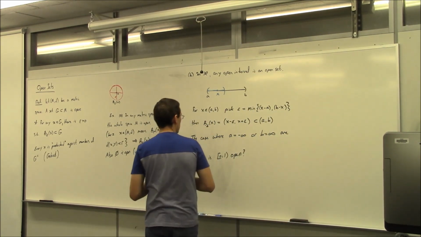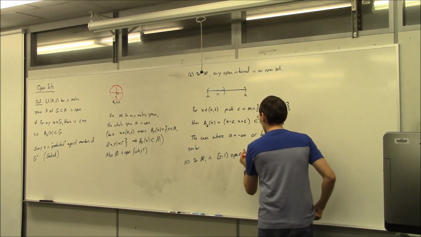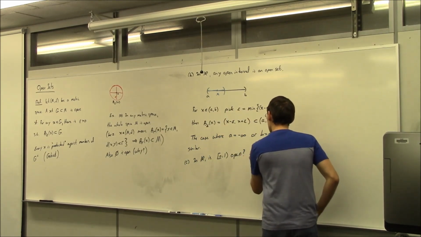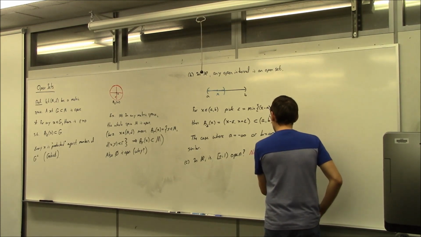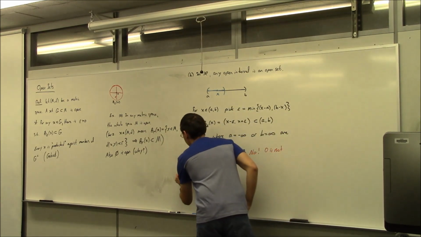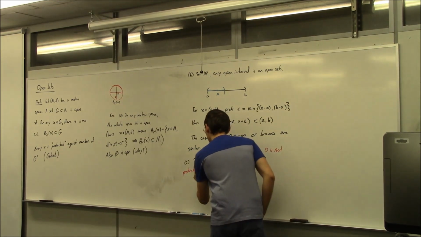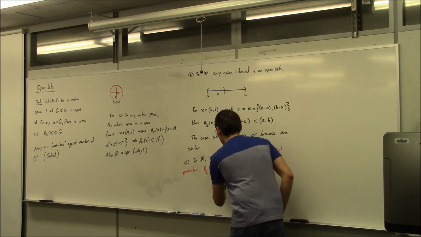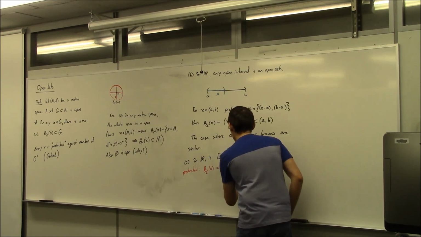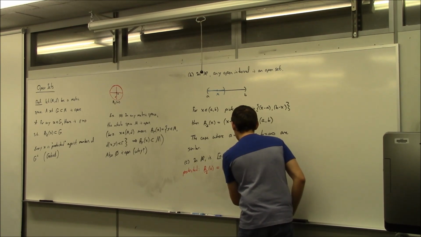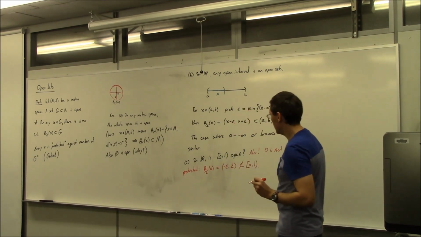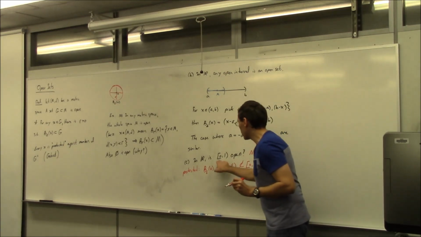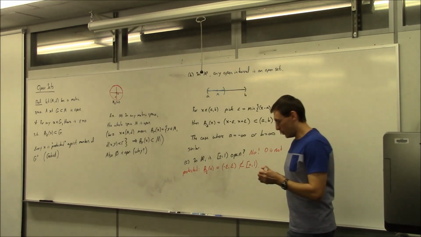0 is not. The answer is no. 0 is not protected. And by that I mean that if I take any ball of radius epsilon centered at 0, that will contain minus epsilon to epsilon. It's never inside of the interval [0, 1]. So no matter how I try, I cannot protect 0 from the left.